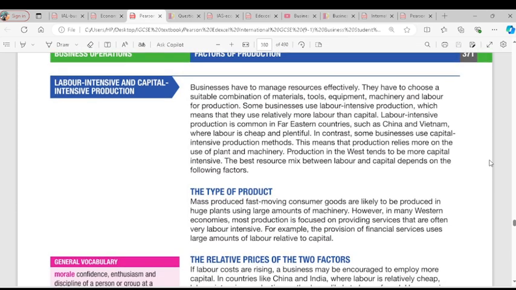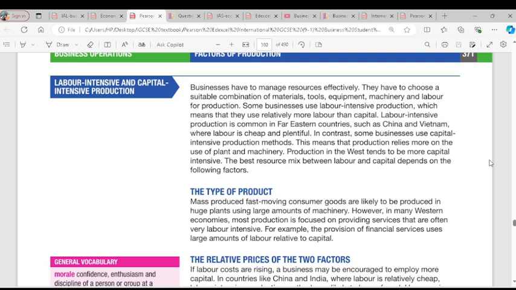Any question about division of labor and specialization? Okay, no. Good. So go to labor intensive and capital intensive production. Businesses have to manage resources effectively. They have to choose a suitable combination of materials, tools, equipment, machinery, and labor for production. Some businesses use labor intensive production, which means that they use relatively more labor than capital. Labor intensive production is common in far eastern countries. So these are stories which we know already. Labor intensive means we use more workers than capital.